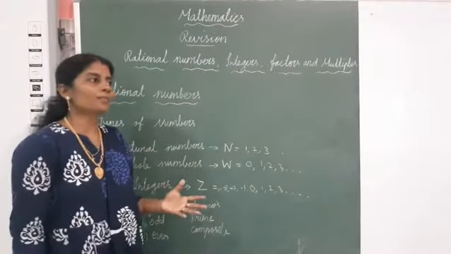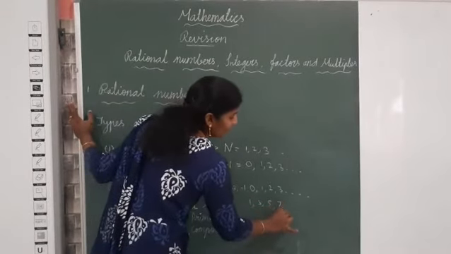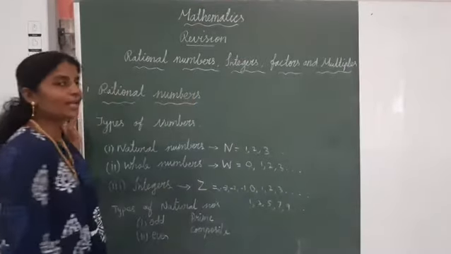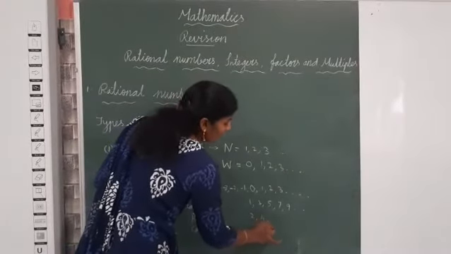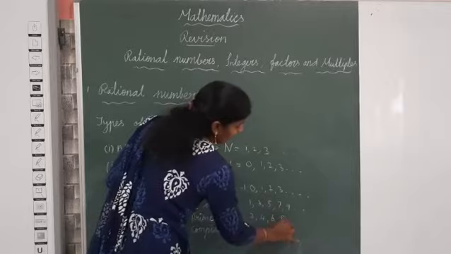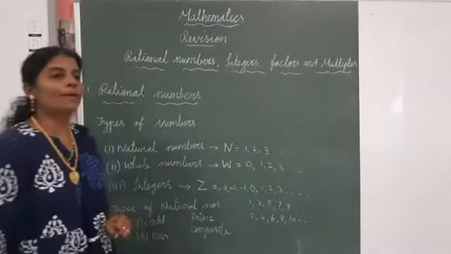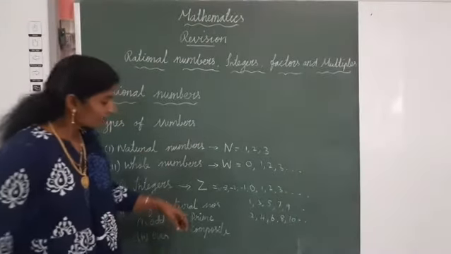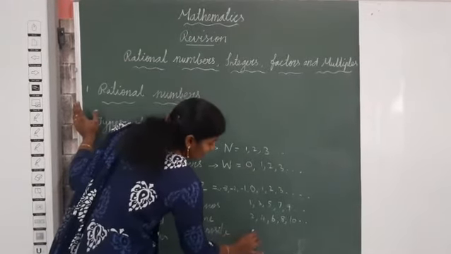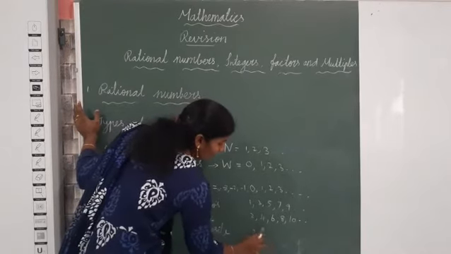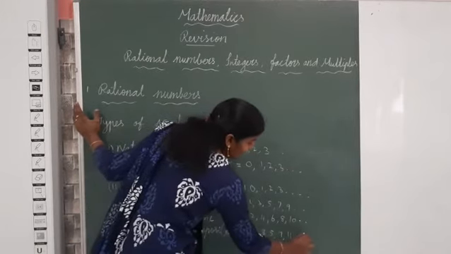What is odd numbers? 1, 3, 5, 7, 9, etc. Isn't it? Now, what is even number? 2, 4, 6, 8, 10, etc. These are the even numbers. Now, what is prime number? Can you say? Prime number means 2, 3, 5, 7, then 11, 13, etc.